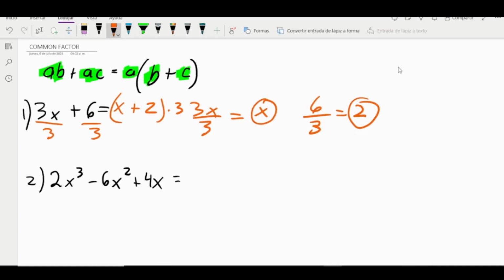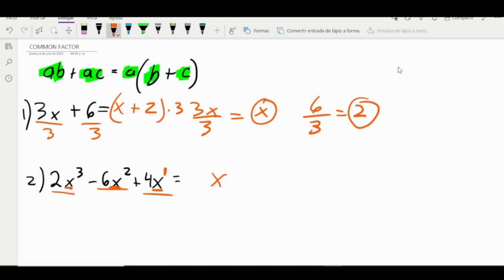So for the next one, we're going to continue with this. Now we have 3 terms, and for example, we can check that in every term we have the x. So here, how can we factorize? Well, it's going to be simple. You need to take the x with the minimum exponent. So here, for example, we have the 3, the 2, and here we don't see it, but we have the 1. So one common factor here is going to be the x.